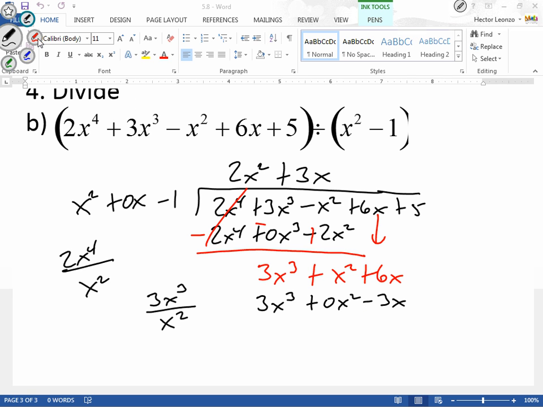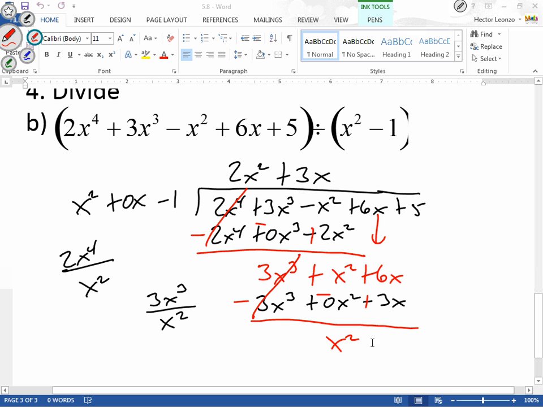So draw the line, change the signs. So negative, negative, positive. First term cancels out, right? 3 minus 3, 0. Here, 1 minus 0, I get 1x squared plus 9x plus 5. So I drop my next term.